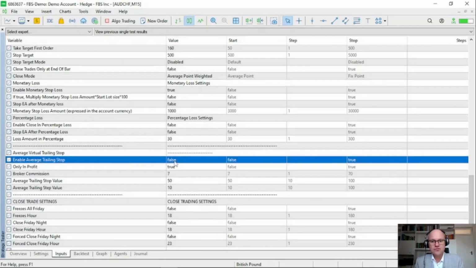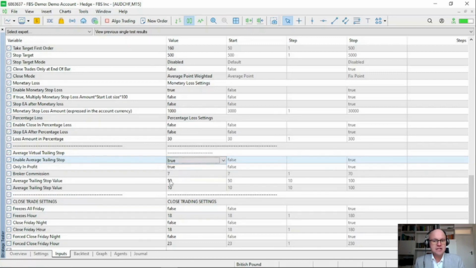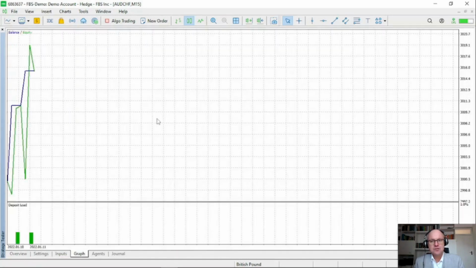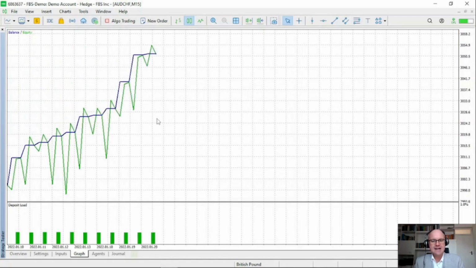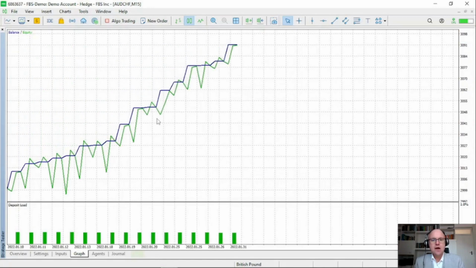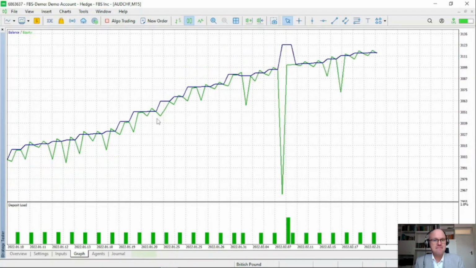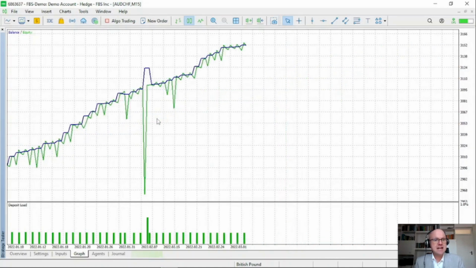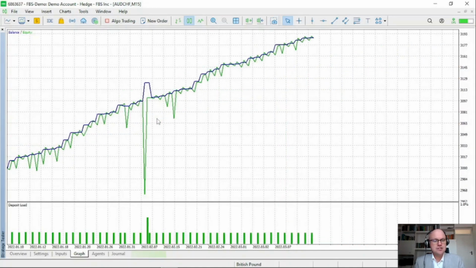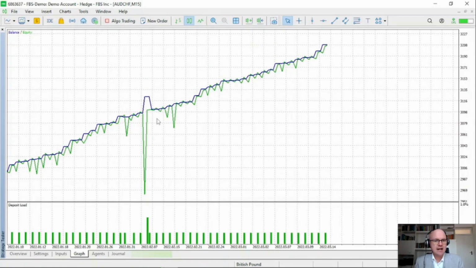Now, another thing that works very well to reduce drawdown is using an aggressive trailing stop. To do this, I'm firstly going to enable our average trailing stop, and for now use the default values of 50 and 10. What they mean is, whenever the price goes in our favor 50 points or 5 pips, it will start trailing by 10 points or 1 pip. So you'll notice that is a very aggressive style of trailing stop, but it is often used by traders and programmers to reduce the drawdown of their expert advisors.